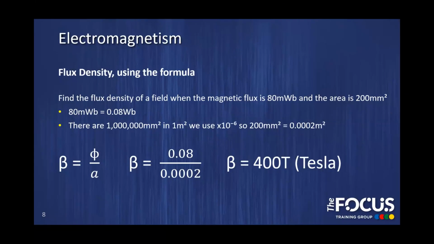For our final calculation, we can see that we've got a magnetic flux of 80 milliwebers and an area of 200 millimeters squared. So we know to change milliwebers to Webers, so our 80 milliwebers would become 0.08 Webers, but we need to think about millimeters squared.